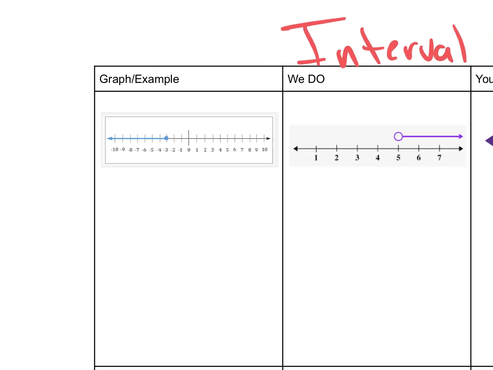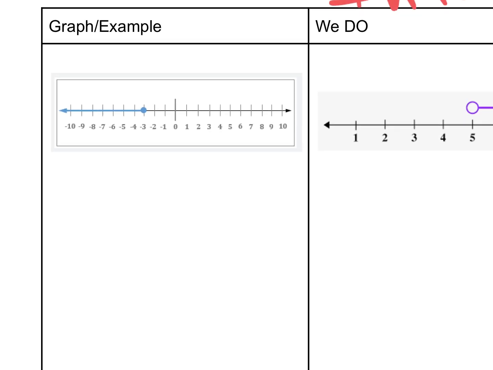So let's look at this first example. This is my x-axis, so I have a left bound and a right bound. On my left bound, my arrow keeps going forever and ever. So it's going to go all the way to negative infinity. It's going to approach negative infinity, but of course we can't really touch it. So that's why it's called unbounded, because it's going to keep going forever and ever.